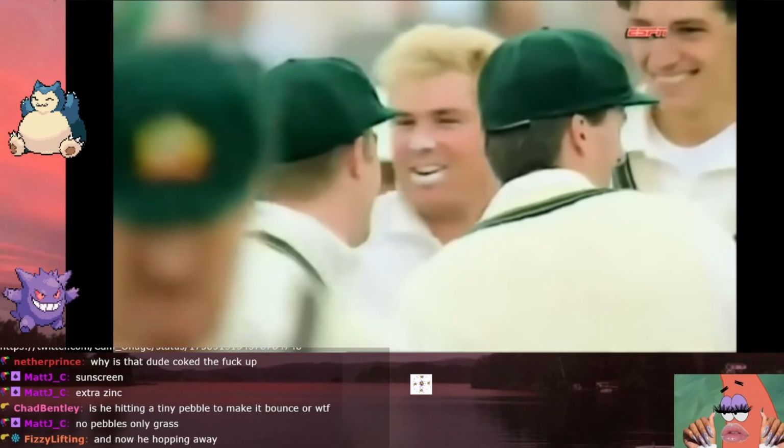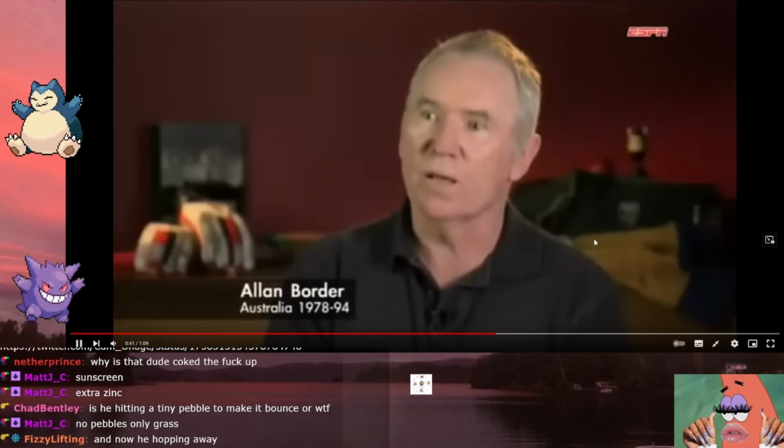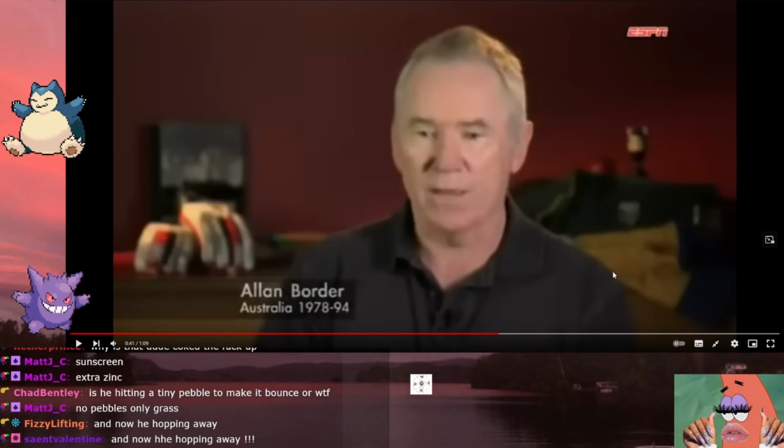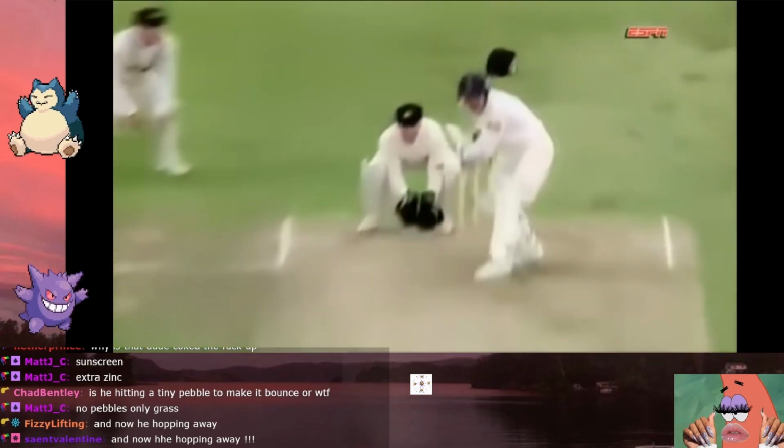Is he hitting a tiny pebble to make it bounce? No, he's turning it with his fingers and wrist, spinning the ball so fast that it gets so much grip when it impacts the pitch that it turns that much.